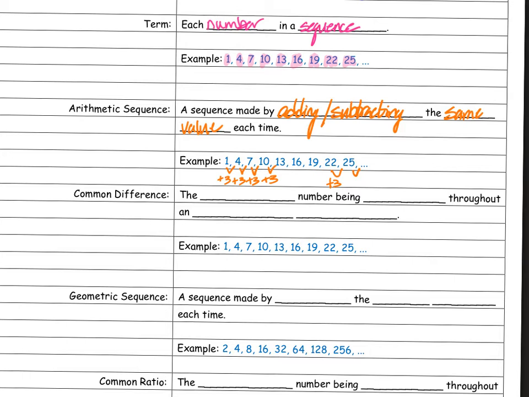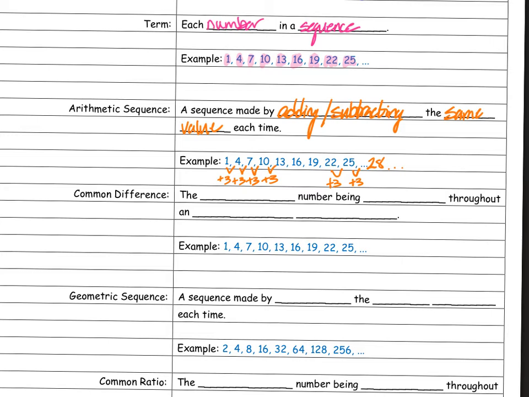25, and I'm going to do the same thing. I'm going to add 3. So 25 plus 3 is 28. And then I just move my dots over, and it would continue on. And that's how we find the next terms in our sequence. Okay, good job, you guys.